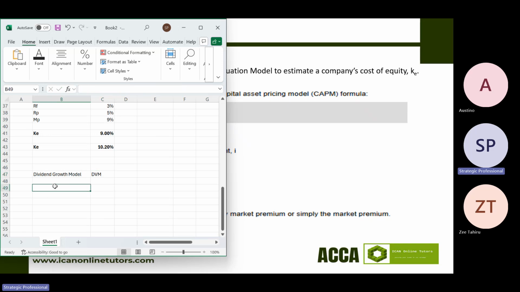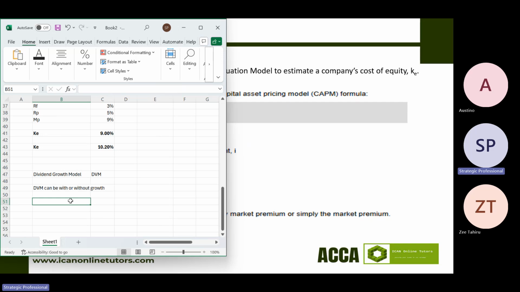There are two ways. It can be with or without growth. You need to know that first. So your DVM can be with or without growth. And what are we saying here? It means that the share price can be calculated. You know DVM, we make use of share price. It can be calculated assuming a growth in your dividend.